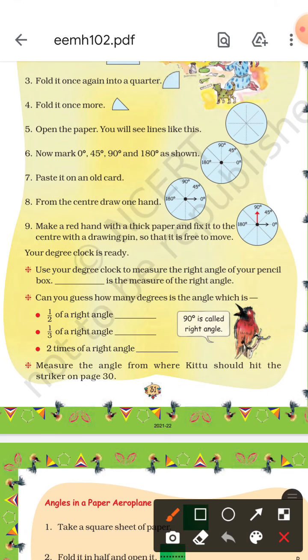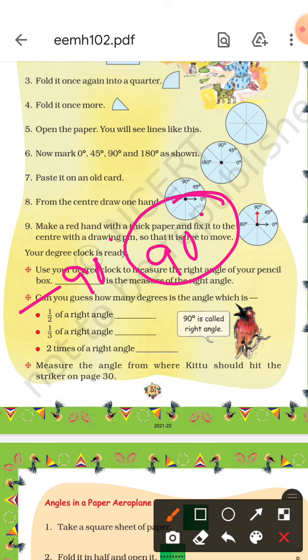Use your degree clock to measure the right angle of your pencil box. That is the measure of a right angle. Right angle means we know 90 degree. So 90 degree is the measure of the right angle. Next, can you guess how many degrees is the hand which is half of the right angle? Half of 90 degree means 45 degree.